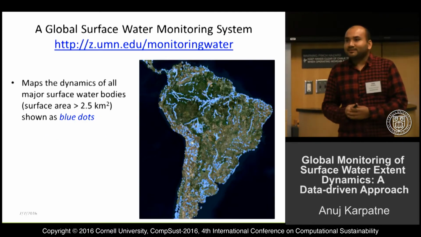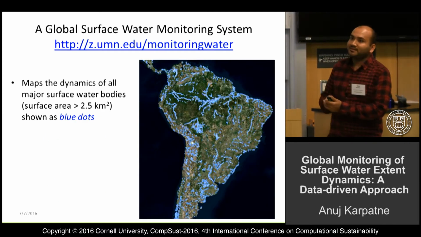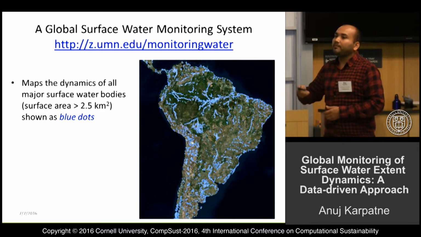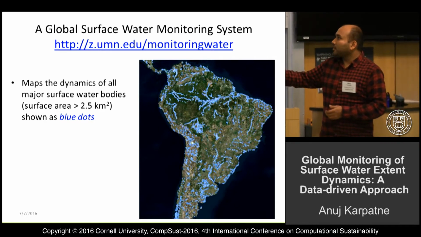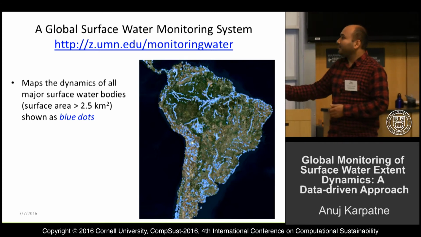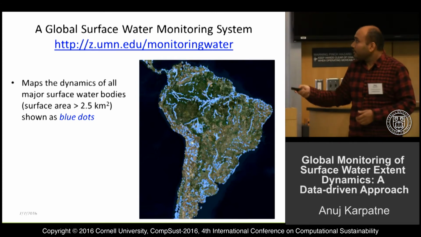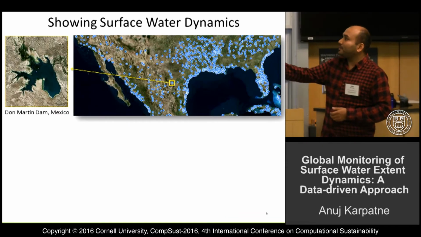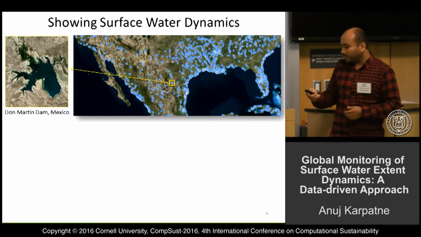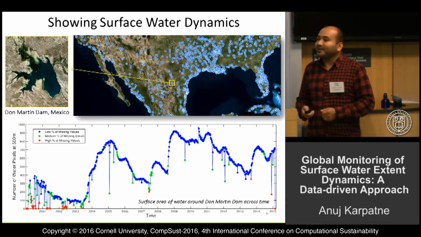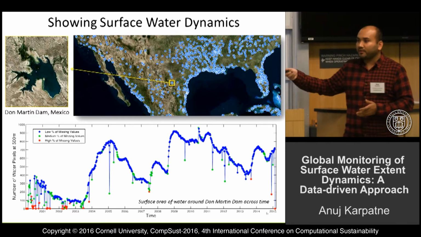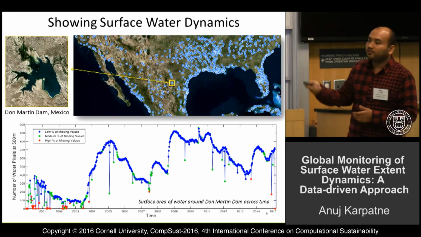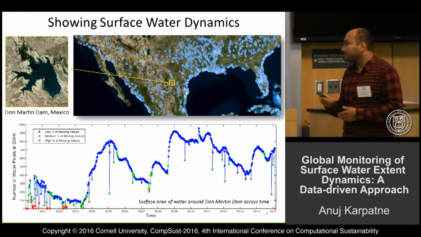Using these computational advances, we have created a global surface water monitoring system which is publicly accessible on this link. And this reports the dynamics of all surface water bodies of a reasonable size, which are being shown in this map as blue dots. Now, each of these blue dots corresponds to a surface water body. As an example, we are looking at a reservoir in Mexico. And for each of these water bodies, I can look at the dynamics of the surface area of this water body across time. So this is being denoted as the number of pixels in this region classified as water.